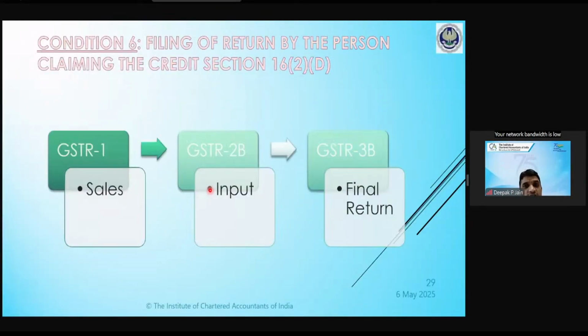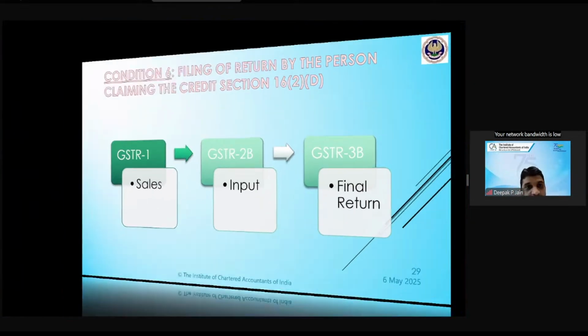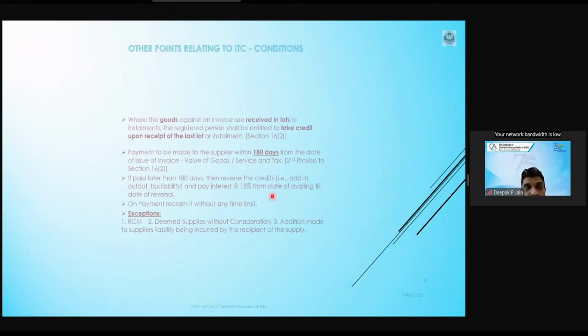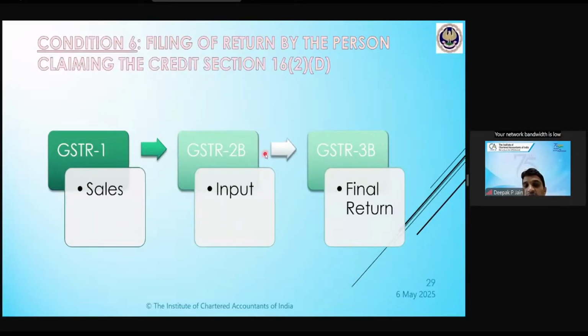And once he files it, you can reclaim it. And the last condition is filing of returns. We know this: GSTR 1 appearing in 2B, file in your 3B. Once you file it, the credit is available. Okay? So these are the 6 conditions which are there under section 16(2).